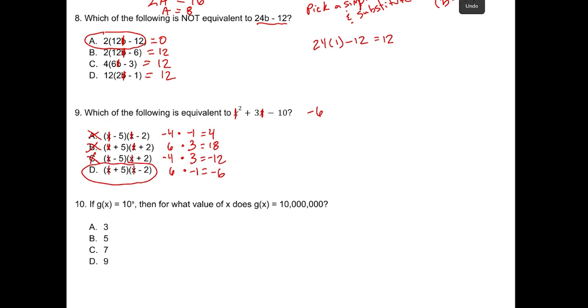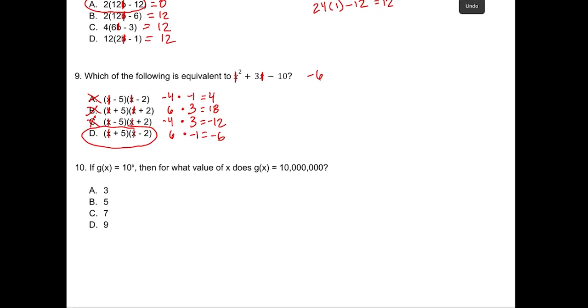Number 10, if g of x is 10 to the x power, then for what value of x does g of x equal 10 million? So in other words, 10 to what power is 10 million? So the trick here with powers of 10 is that whatever the exponent is will correlate to how many zeros are in your number. So here we've got 1, 2, 3, 4, 5, 6, 7 zeros. So yeah, 10 to the 7th power is 10 million.